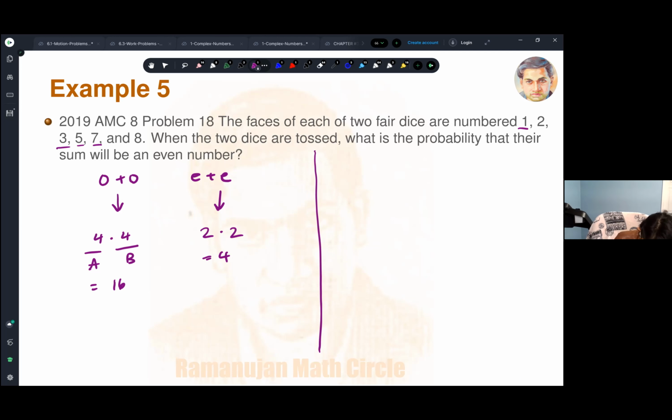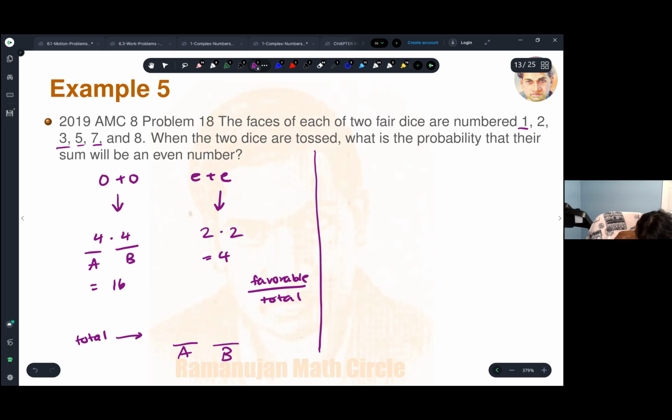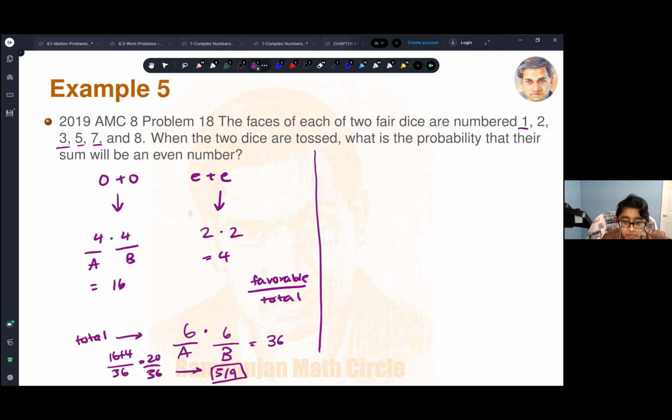Okay, our total. Now we need to have our total outcomes, remember, because probability is equal to favorable outcomes divided by total outcomes. So total would be A, B. So again, events. The first one, there would be 6 numbers you can roll, right? 1, 2, 3, 5, 7, 8. So it's 6, and then 6 for a second one as well. That's 36 total. So now we're going to divide 16 plus 4, so it's 20 over 36. That's 5/9 if you simplify it. So that's our answer. Now I'm going to do the complementary way as well.